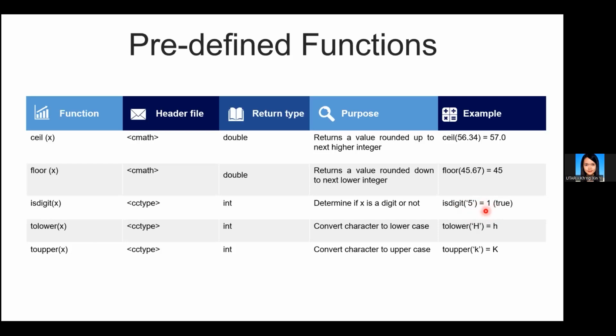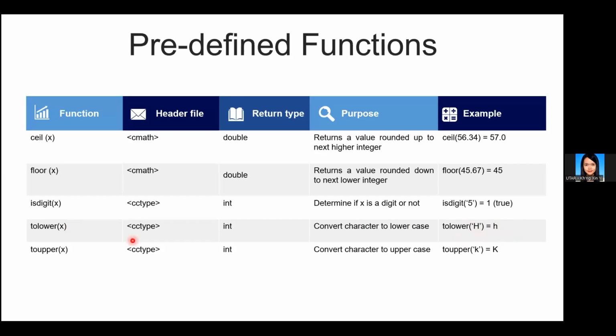Okay, if you are checking letters, which means you try to put in characters that are not digits, then it will return 0 to us, which means that this is false. Then after that, we have the tolower and toupper functions. The tolower function is used to convert characters into lowercase letters. For example, if I use the function here and I put in the uppercase letter H, this function is going to help us convert it into a lowercase letter h, right? So that's why the answer is the lowercase letter h here.